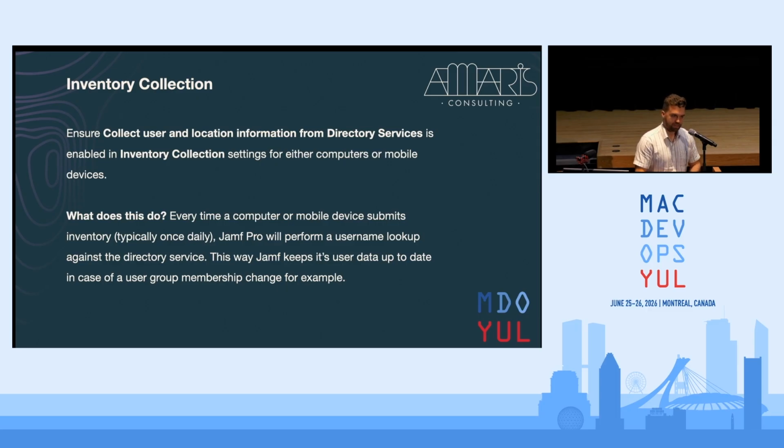The second thing is inventory collection. We want to ensure that we are collecting user and location information from the directory service. The way it will work is that every time a computer or mobile device submits inventory, Jamf Pro is going to perform a username lookup and confirm the group membership in Entra ID. At least that's with the old method, but we'll see the new method as well.